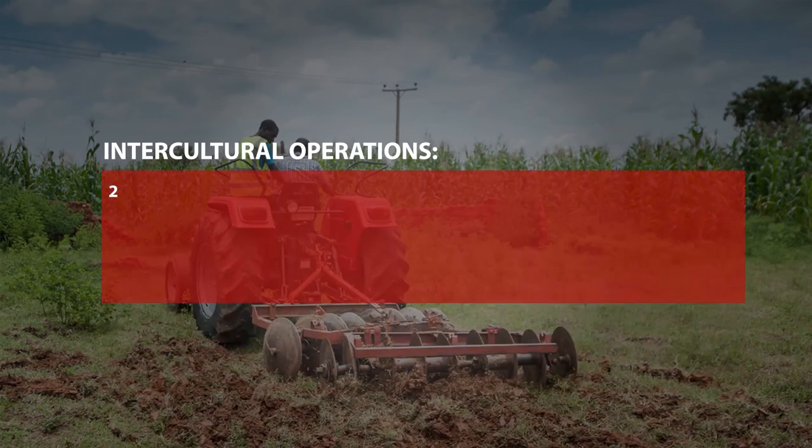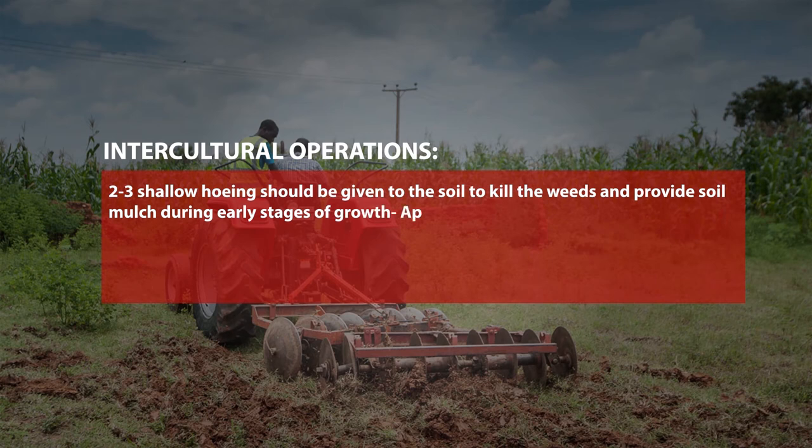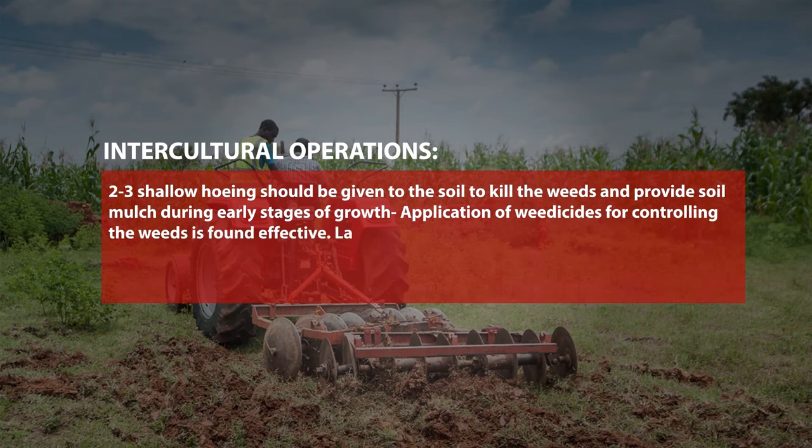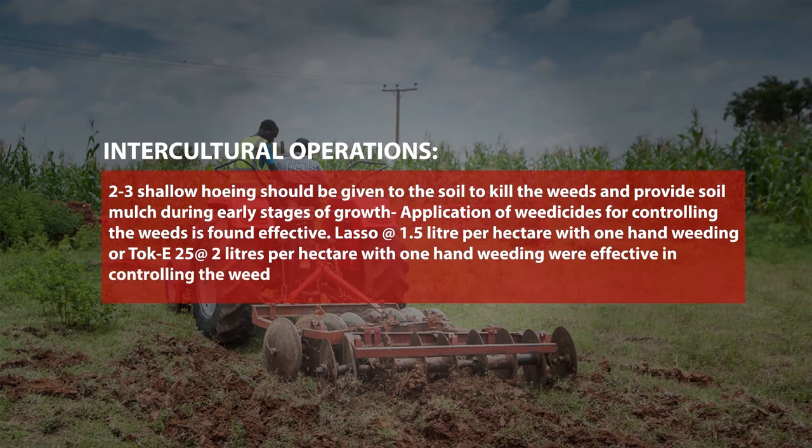Intercultural operations. Two to three shallow hoeings should be given to the soil to kill the weeds and provide soil mulch during early stages of growth. Application of weedicides for controlling the weeds is found effective. Lasso at the rate of 1.5 liters per hectare with one weeding, or Tok E25 at the rate of 2 liters per hectare with one hand weeding, were effective in controlling the weeds.